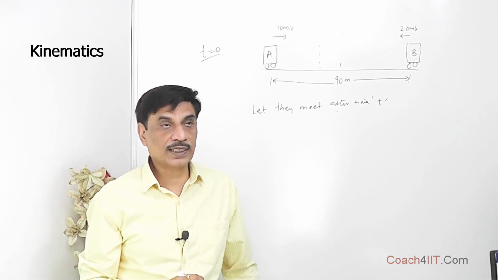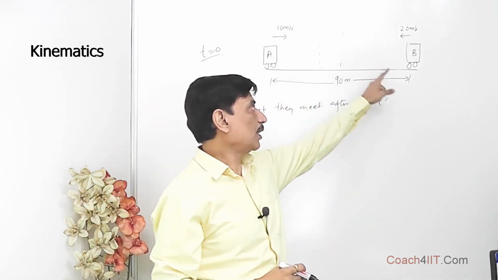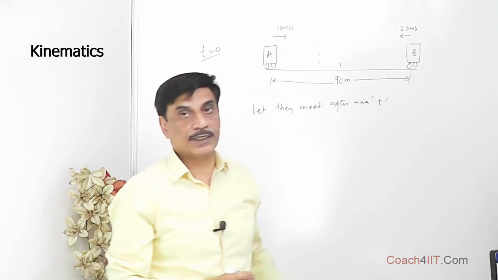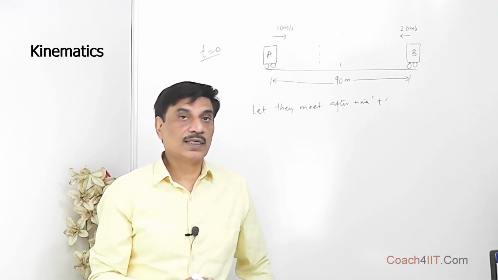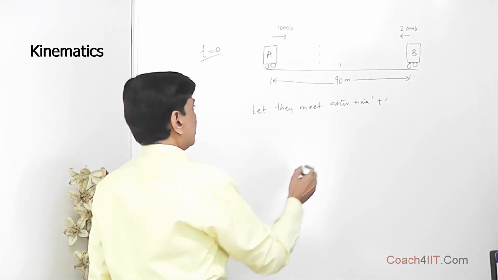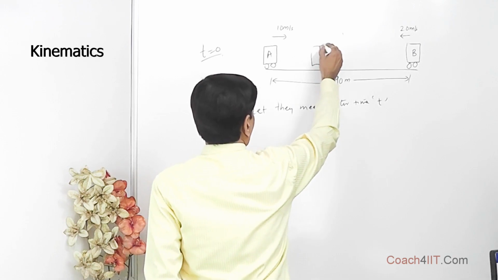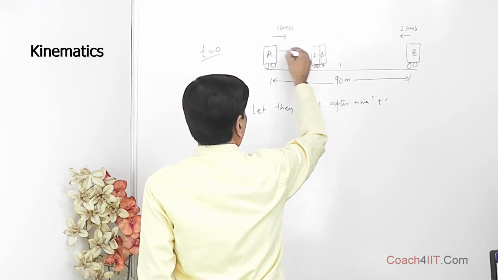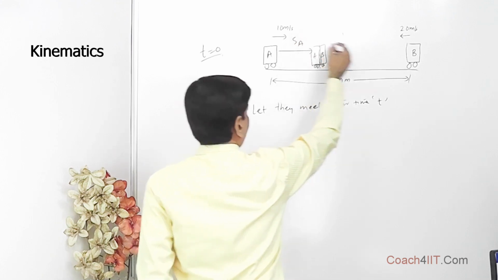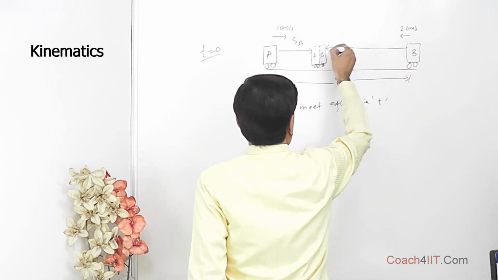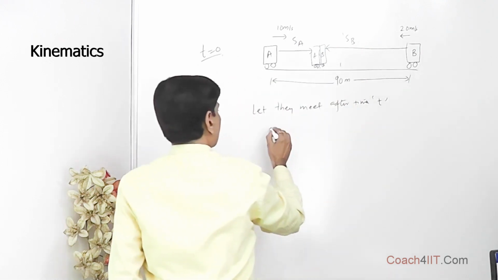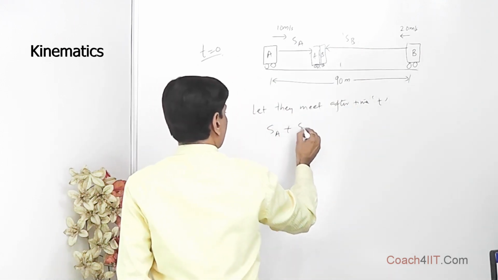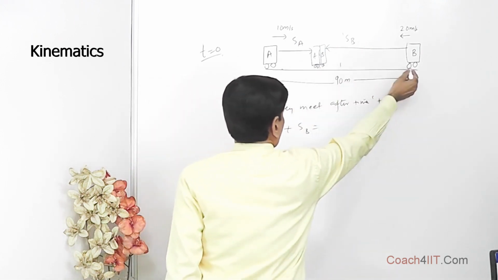But they are going to meet at one instant. We are not going to say that this will meet this body earlier and this will meet this body later. So when we say let them meet after time t, it means meeting is this and this, and we are taking them as point masses, so we are not bothered about their dimensions. This is the distance traveled by A, and this is the distance traveled by B. So the distance traveled by A plus the distance traveled by B has to be equal to 90 meters only.